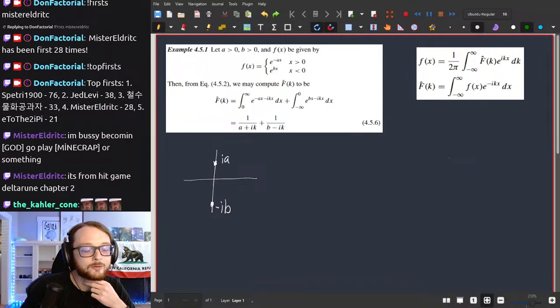Hey, Collarcone. And so the book evaluates one contour integral with the upper semicircle, another contour with the lower semicircle. I guess we'll do the upper first.